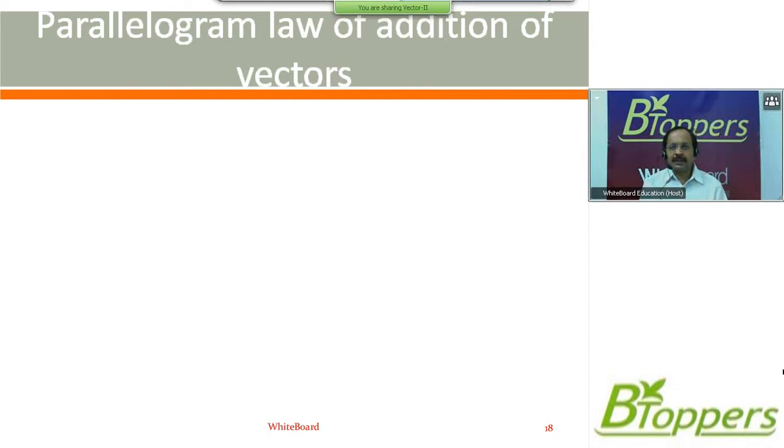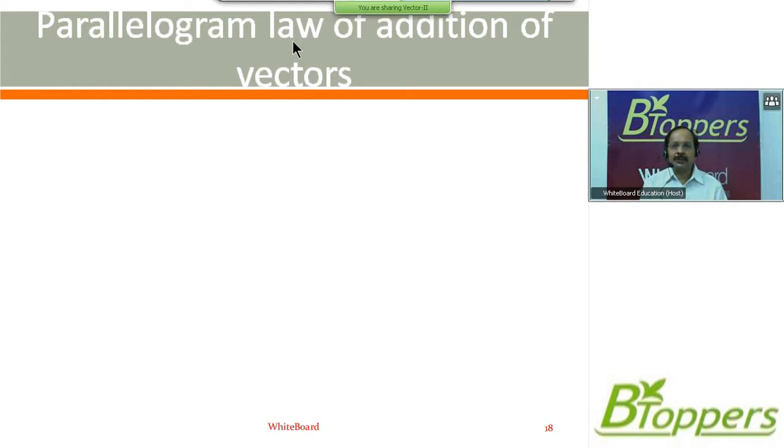So in general, the resultant of two vectors can be found either by applying the triangle law of addition of vectors or by applying the parallelogram law of addition of vectors. But you should not think that the two laws are independent of each other. The parallelogram law of addition of vectors is equivalent to the triangle law of addition of vectors.